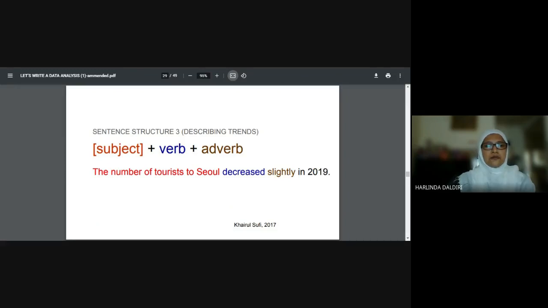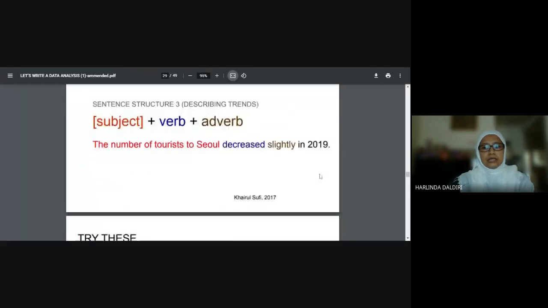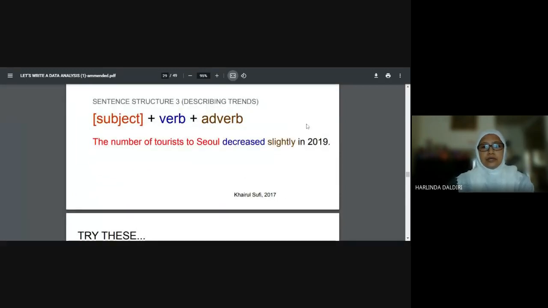This is the third structure: the number of tourists to Seoul decreased slightly in 2019. This one is if you want to include the year.